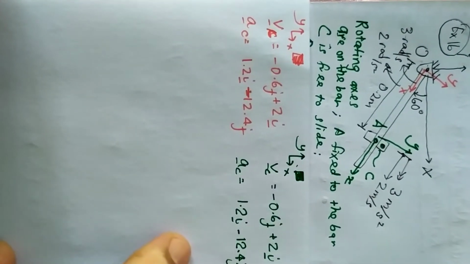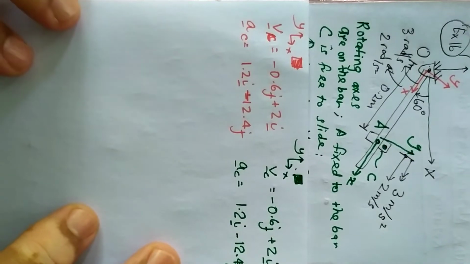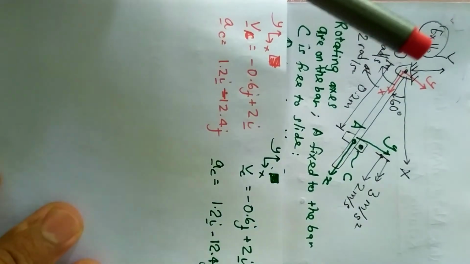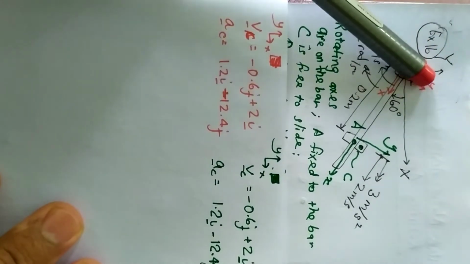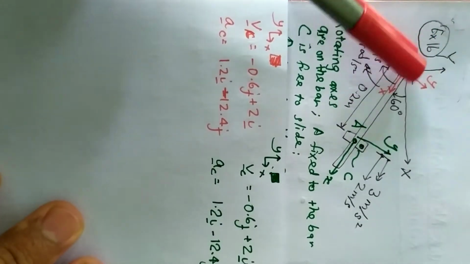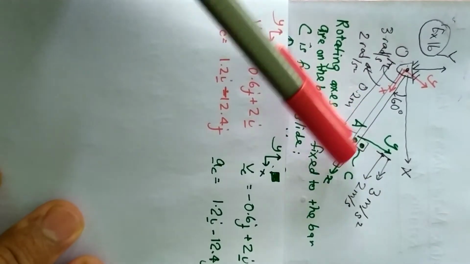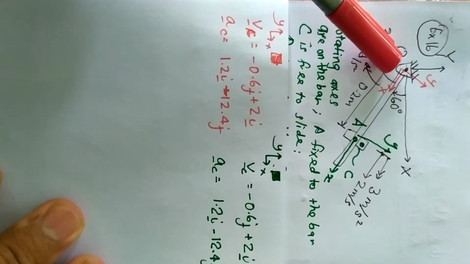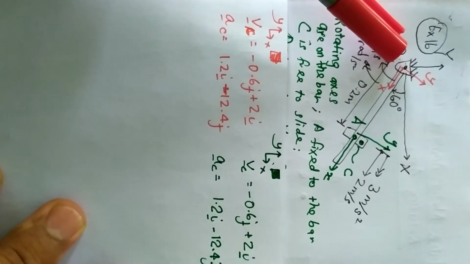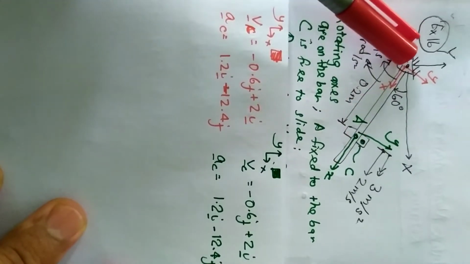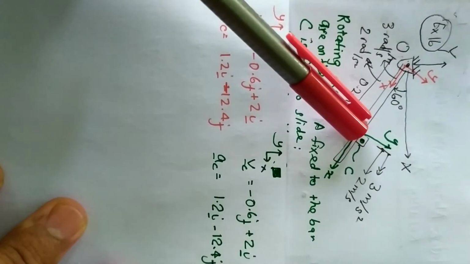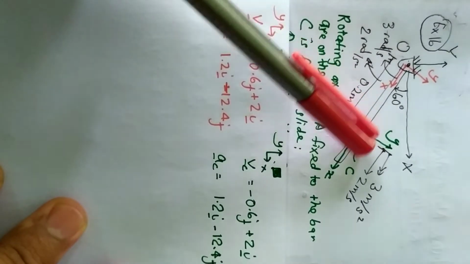Okay, Bismillah. I just want to continue with the discussion of the results. For example one, we started with the rotating axis, which coincides with the origin of the global axis O, and the collar is moving. And then we do another example using the same problem, but this time the axis is located way out from O, which is A, and A is coincident with C, but not on C. A is on the bar and C is sliding out.